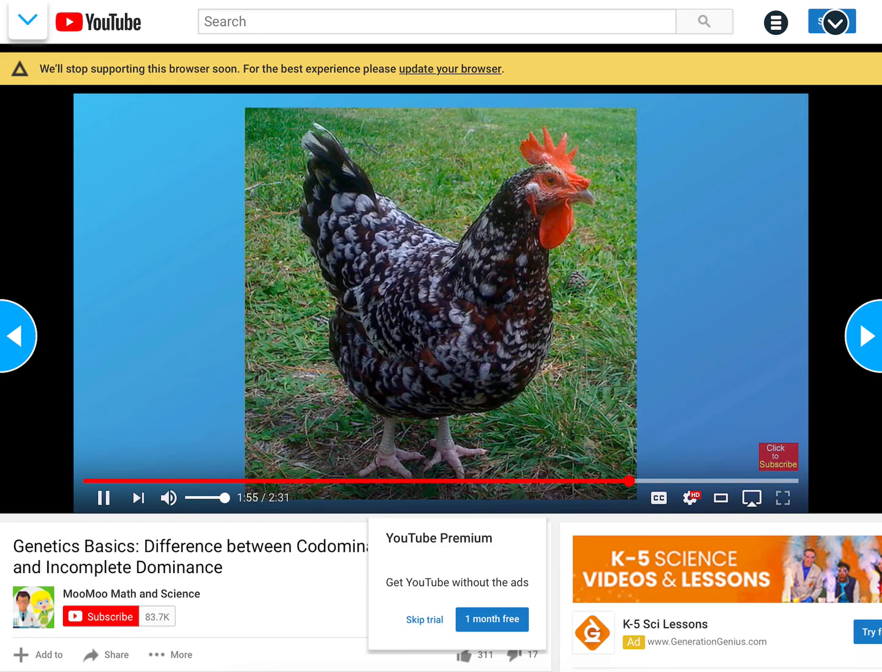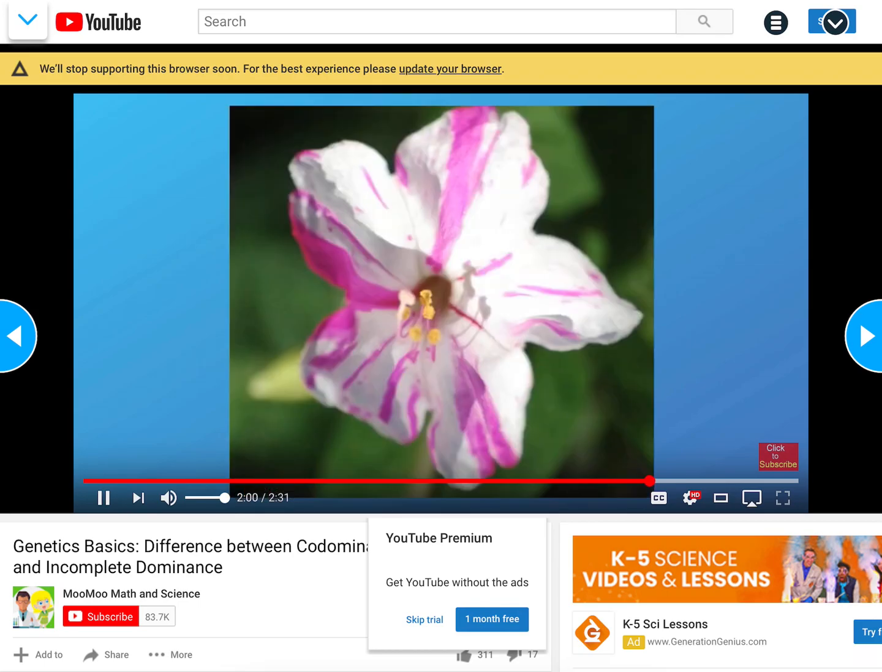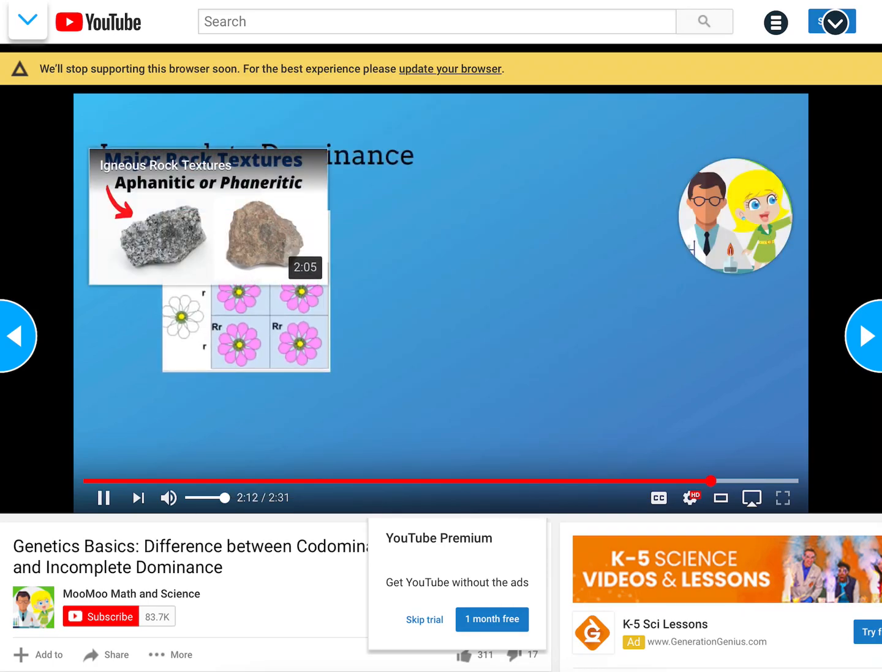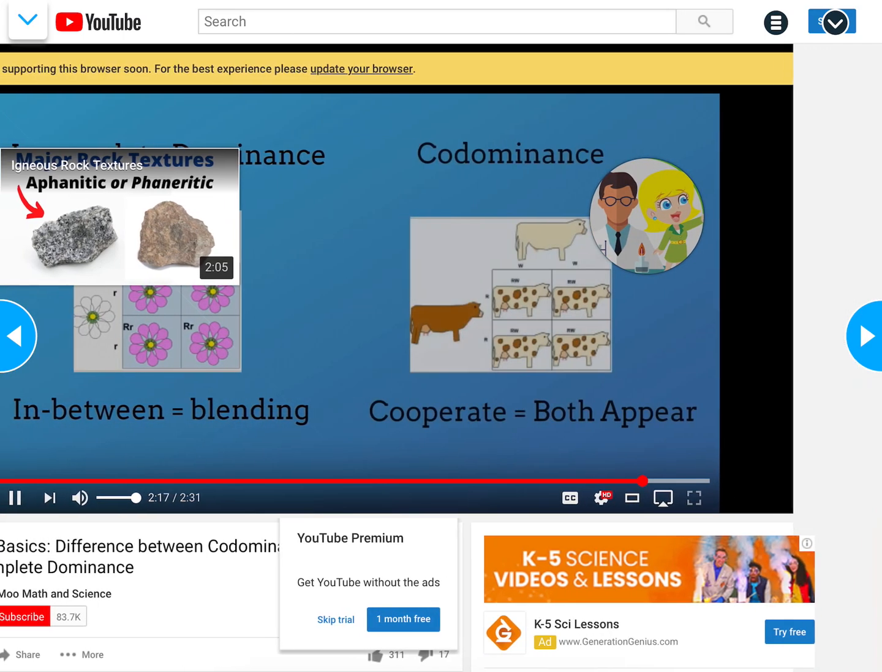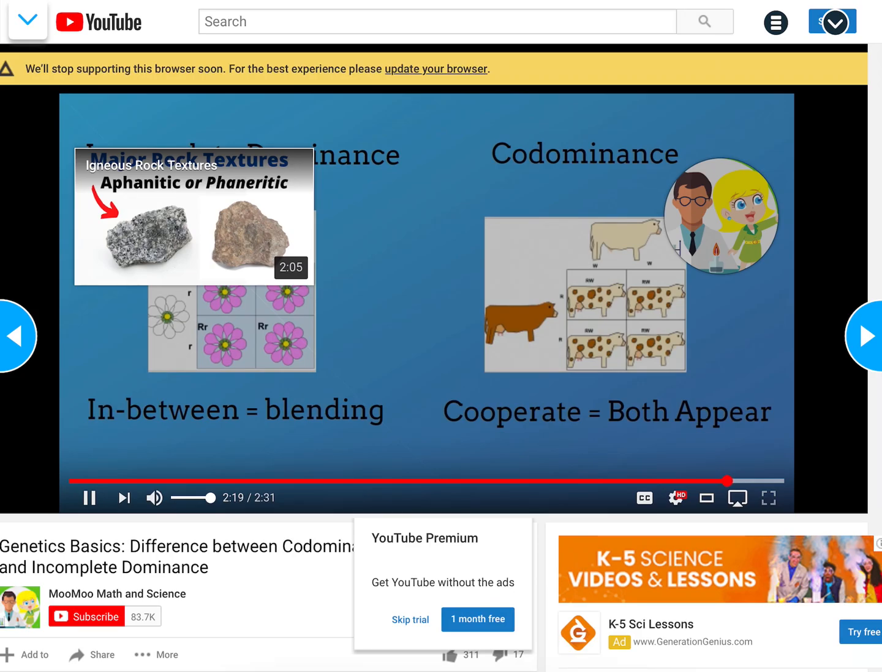The black and white alleles cooperate, and both appear together. A fork-like plant is another example of both alleles appearing. They are cooperating and appearing together. So there we go, the difference between incomplete dominance, which is blending, and codominance, which is both of them cooperating and both appearing.